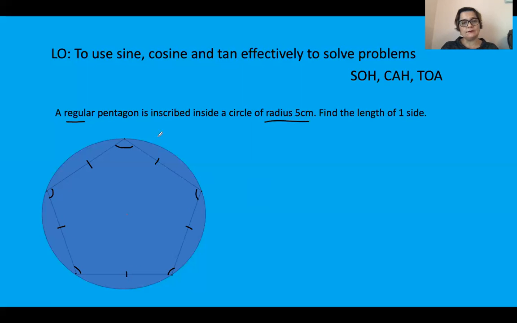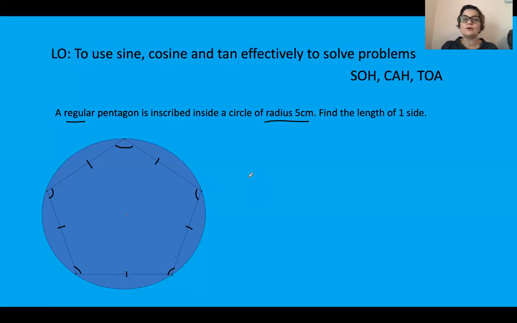Now, this is a cyclic pentagon. We need to find the side, and we are going to use one of the ratios, sine, cosine or tangent, which means we need to have a right angle triangle. So what do we need to do? We also have been given the radius, and of course the radius is given for a reason.